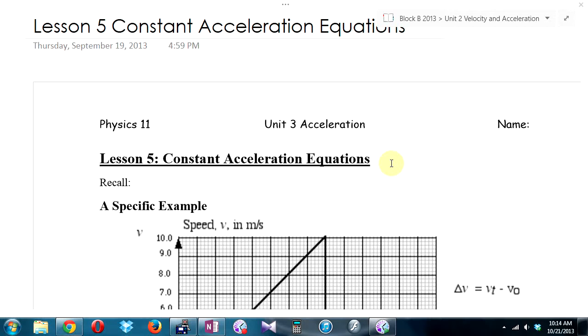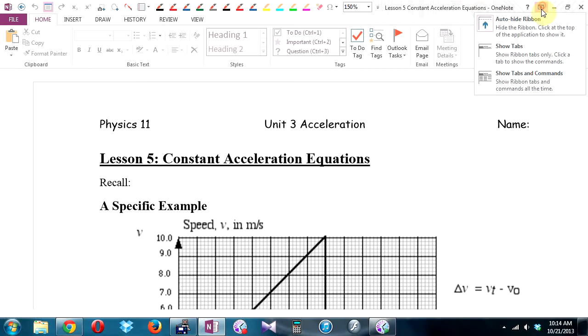For many of you. What I don't want you to do, Brandon, is just turn your brain off and say, I'm going to do it my way and ignore it. It's well worth mastering the formula manipulation skill I'm going to be emphasizing over the next couple of weeks. The constant acceleration equations, and I wrote down here a specific example.